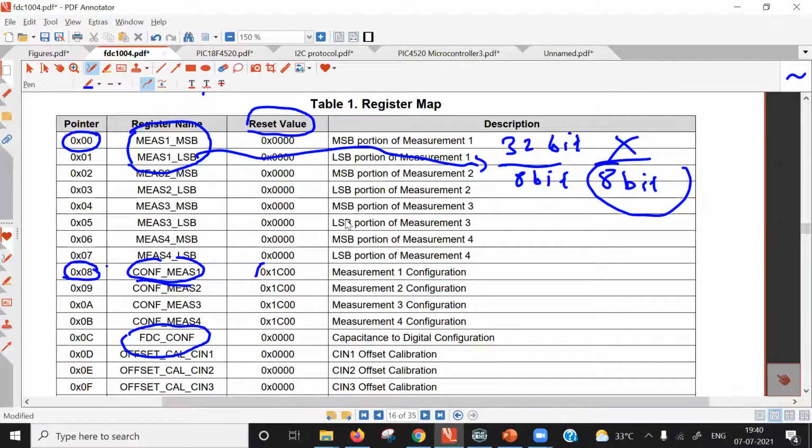So all the slave devices have an on-chip pointer register, so that they point to the different registers used for configuration or data storage purposes.